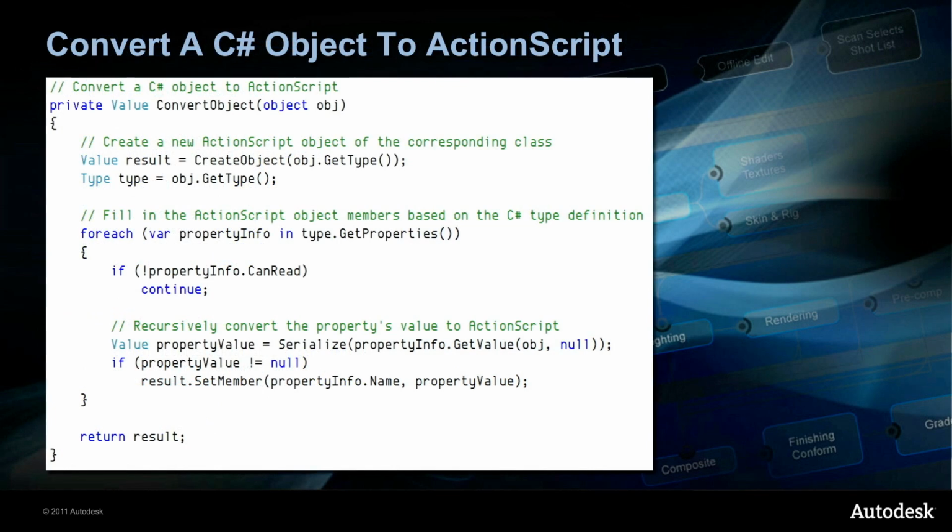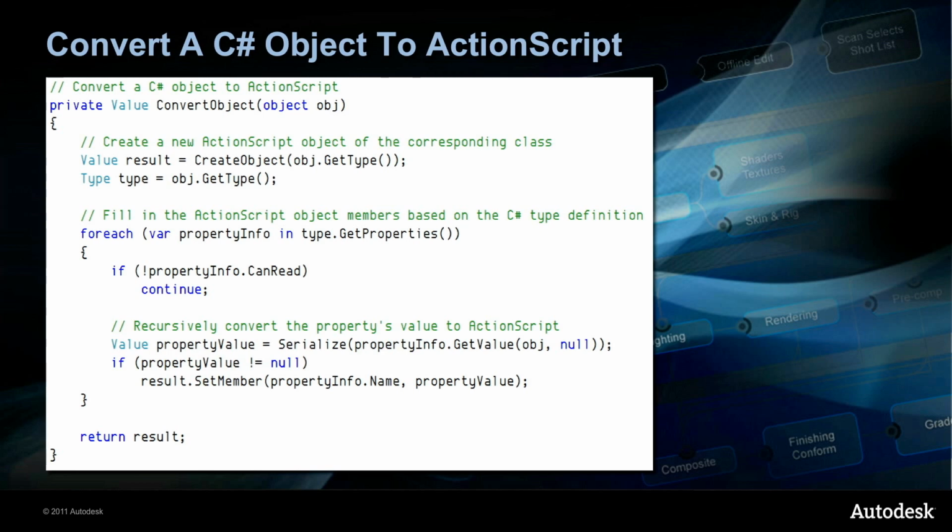This is our custom conversion function. It will take a C# object, and using reflection it goes through all the different properties and reconstructs that same object in ActionScript. This SetMember is a Scaleform API. All the names of properties in C# will have the corresponding name in ActionScript. And then we have another tool that auto-generates the ActionScript equivalent of these classes based on the C#, and then we can convert them using this function.